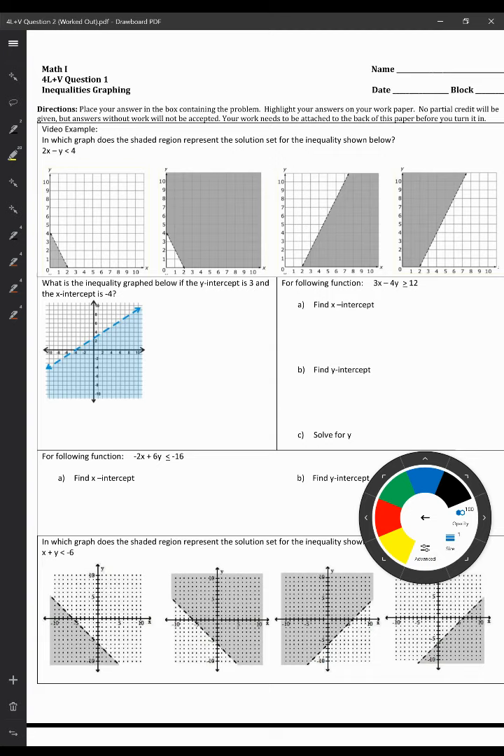The easiest things to identify are the x-intercept, the y-intercept, the slope, and the shading. If you can identify those things, you can eliminate which answer choices are correct and which are incorrect. So we're actually going to start with the x-intercept.